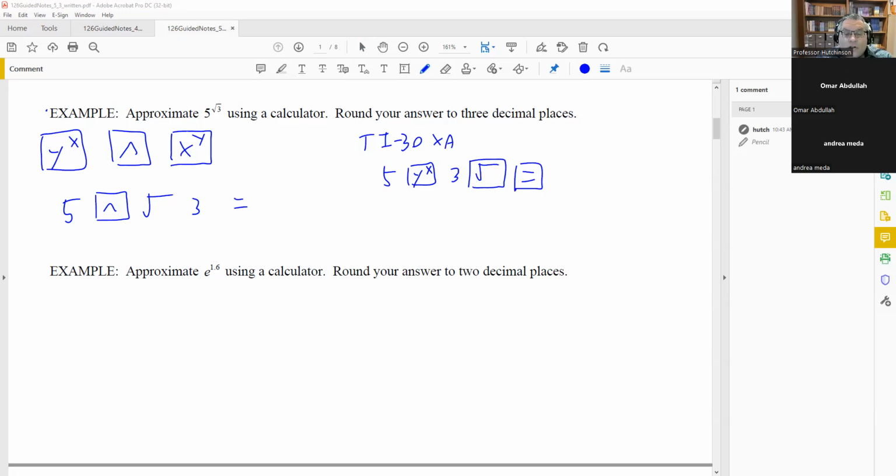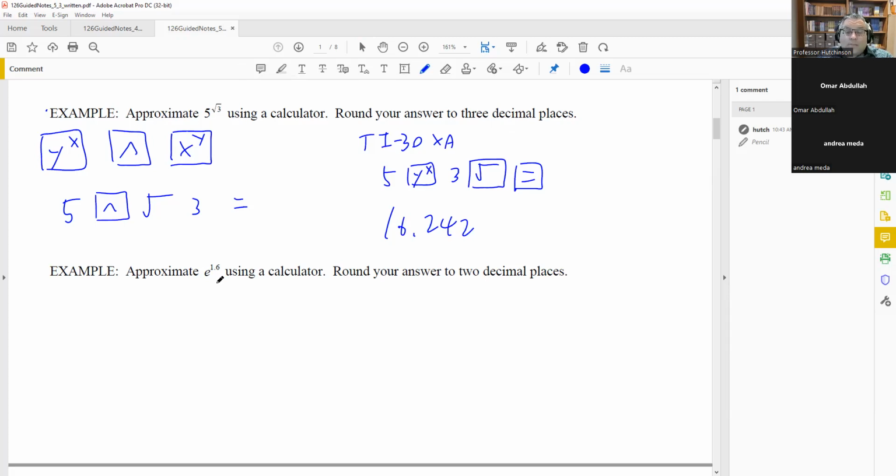If you do that correctly, and you're rounding it to 3 places, you should get 16.242 if you round it to 3 decimal places. So that's the answer you should get if you did it correctly. If you're not getting that, you want to go back and double check. And this makes sense because the square root of 3 is about 1.5. So 5 to the 1.5, that's about right. Makes sense for what you're doing there.